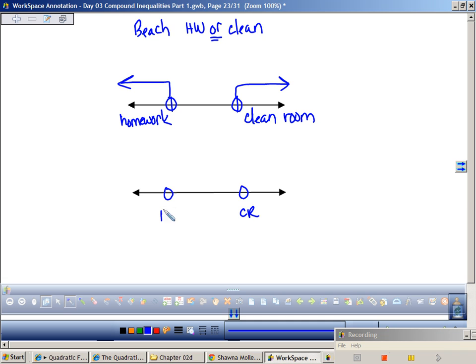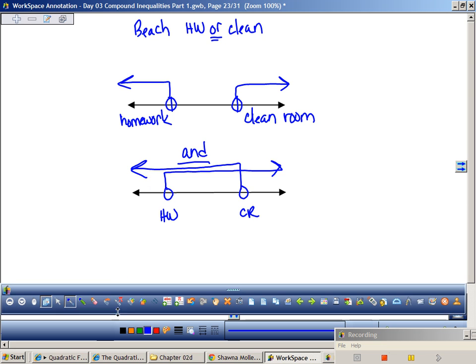clean room, homework. If I said you had to clean your room and do your homework, we're going to do both to qualify for the beach. If you didn't do either one, exactly. So why did you put or for that one? You have to do both of those problems. Yeah, you have to do both. So you should put and.